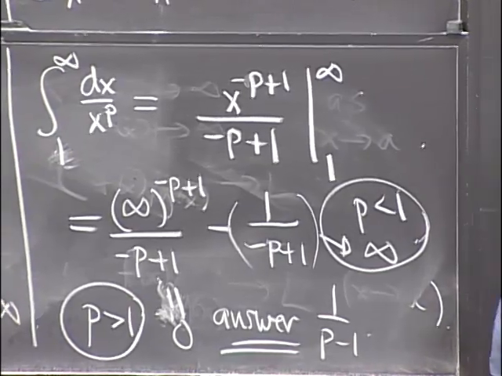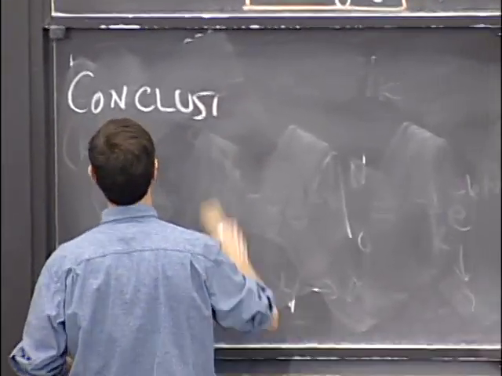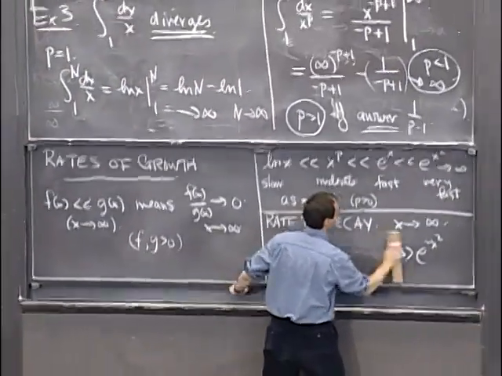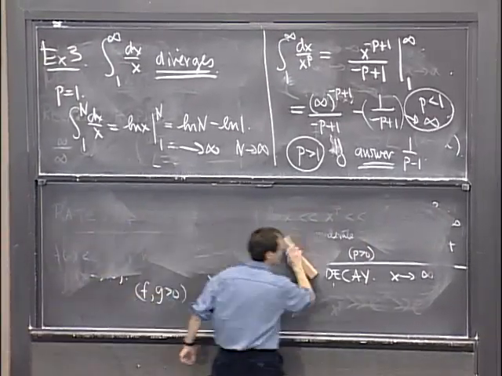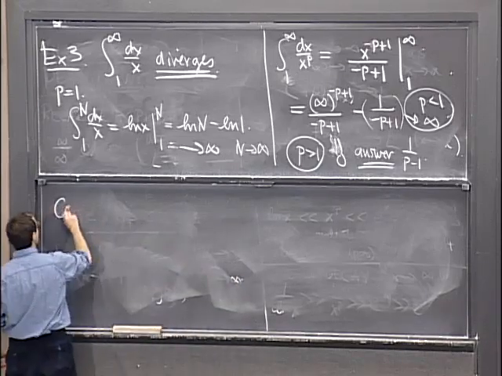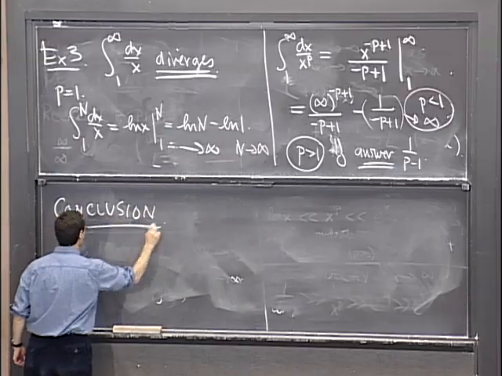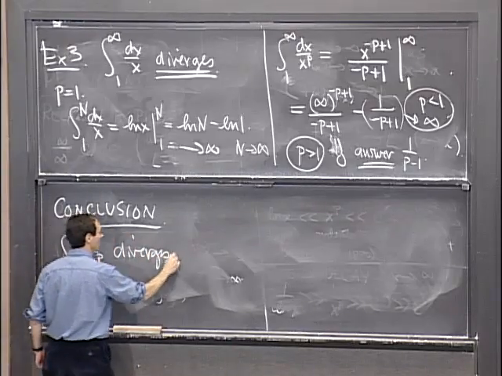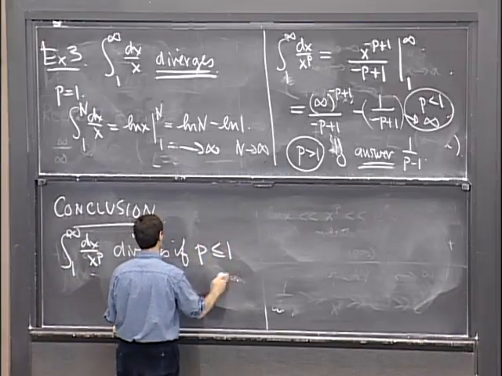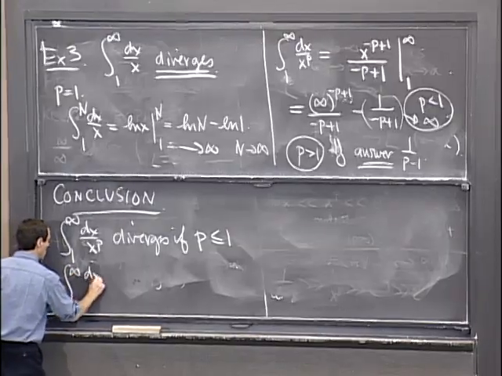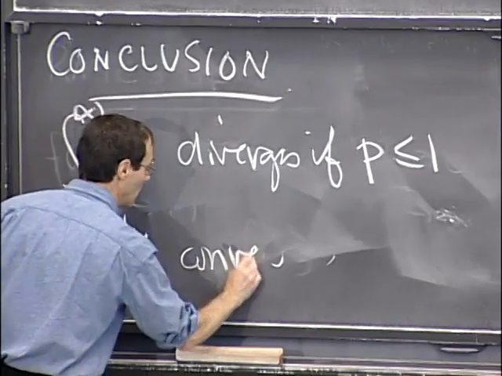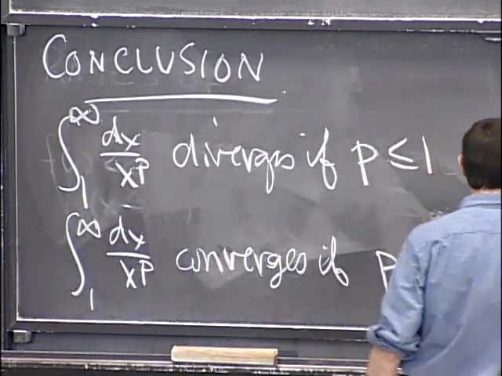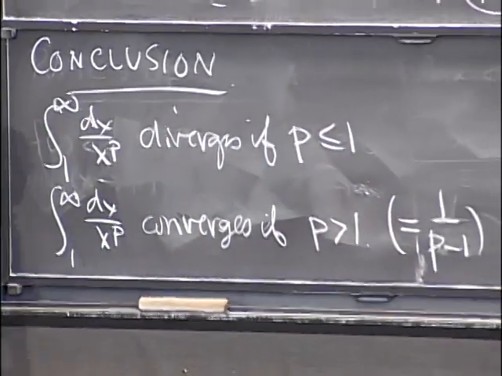And here's the conclusion. No, I'm sorry. I think I was going to write it over on this board here. So the conclusion is that the integral from 1 to infinity dx over x to the p diverges if p is less than or equal to 1 and converges if p is greater than 1. And in fact, we can actually evaluate it. It's equal to 1 over p minus 1. It's got a nice, clean formula, even.